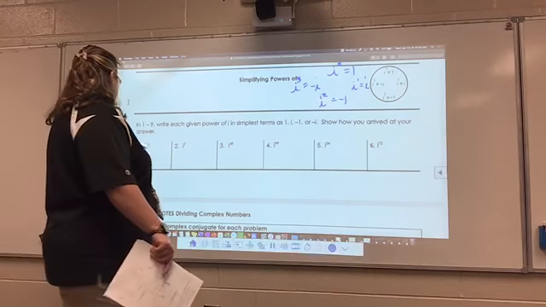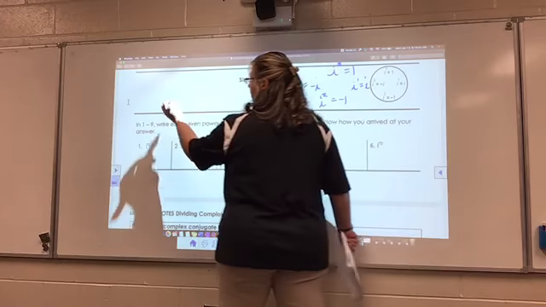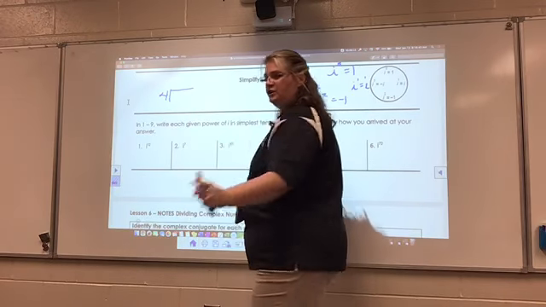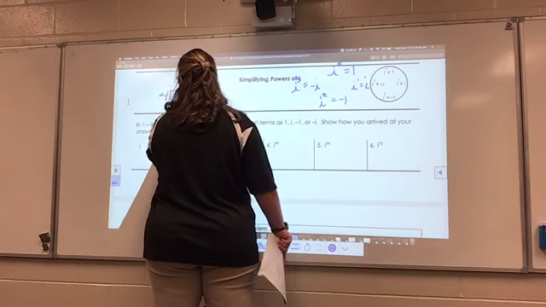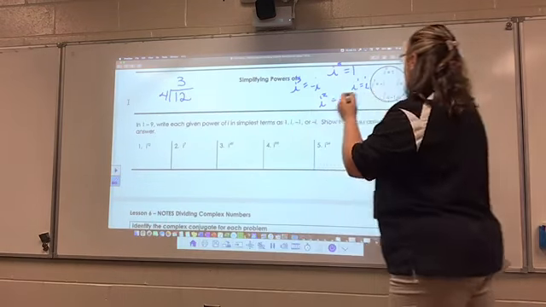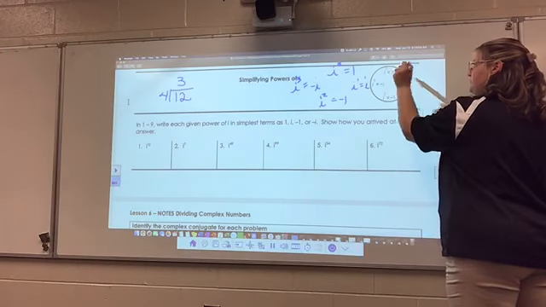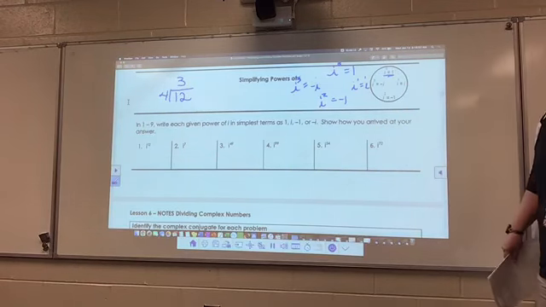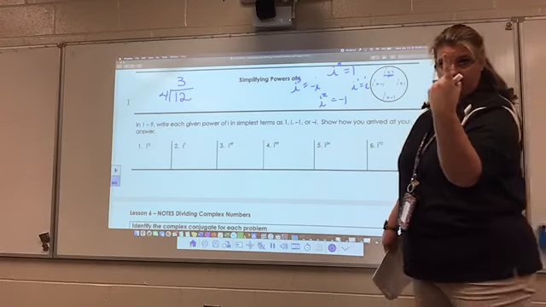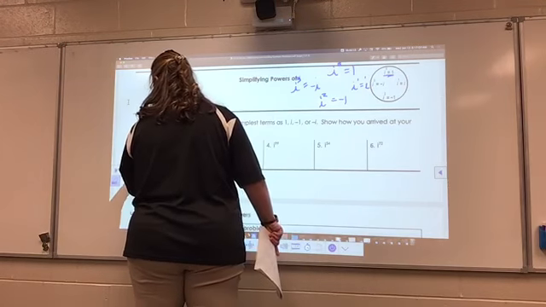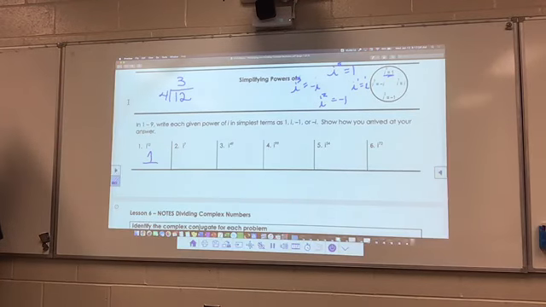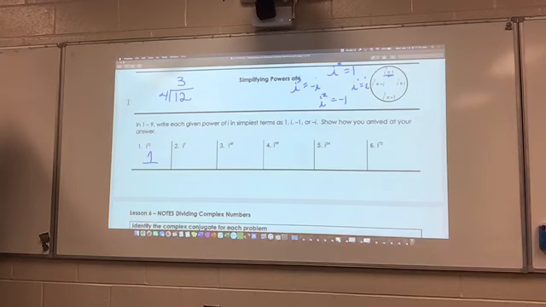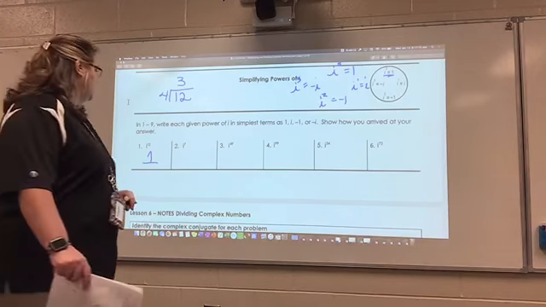Okay, so I see this exponent, it's a 12. So how many rotations of 4? I'm going to divide 4 into 12. 3. So I know to go around 3 times. So I to the 12th is still going to equal 1 because 4 goes into it evenly, right? Does that make sense? Okay, so every time I go all the way around equals 1.